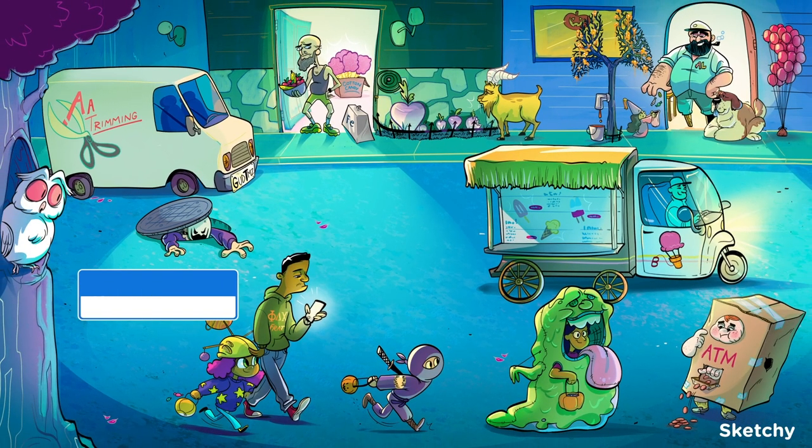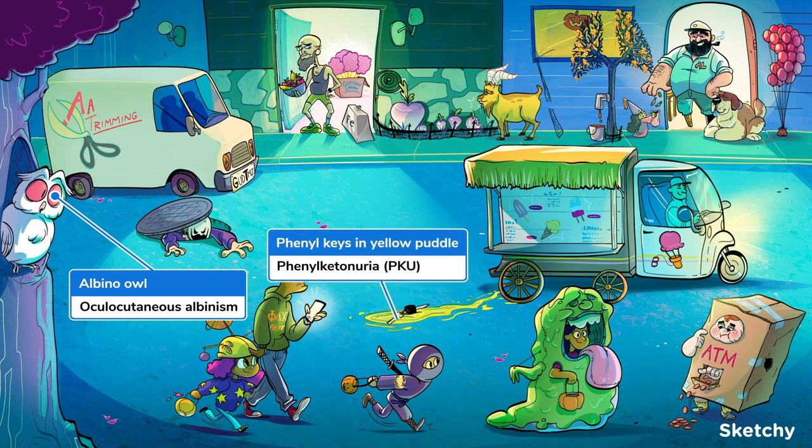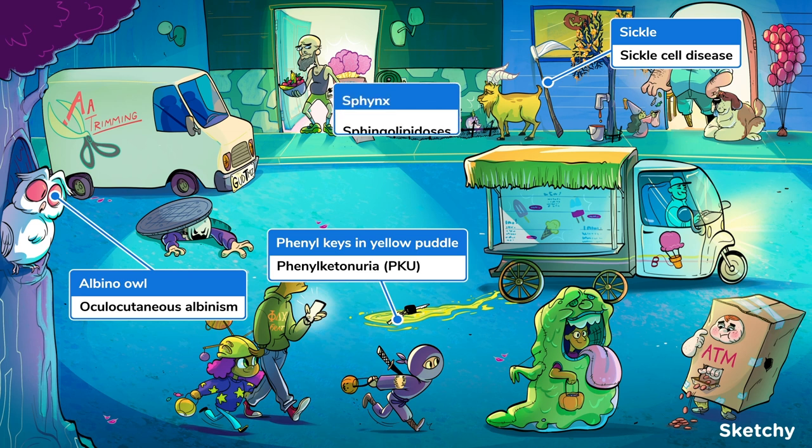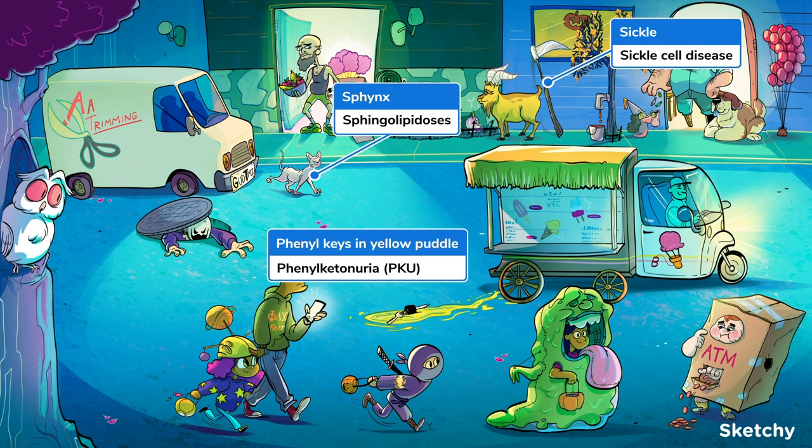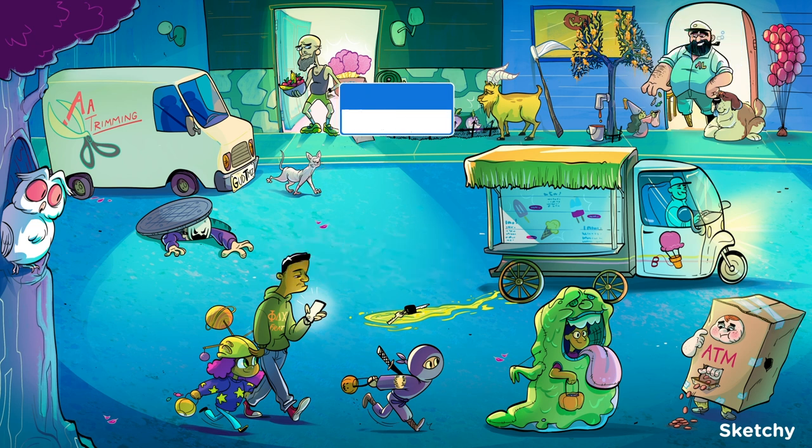This big-eyed albino owl is our symbol for oculocutaneous albinism, the fennel keys for PKU, and this sickle for sickle cell disease. To remember the sphingolipidoses, here's a sphinx cat roaming around the neighborhood. And just a heads up, all the sphingolipidoses are autosomal recessive except Fabry disease, which is X-linked recessive.